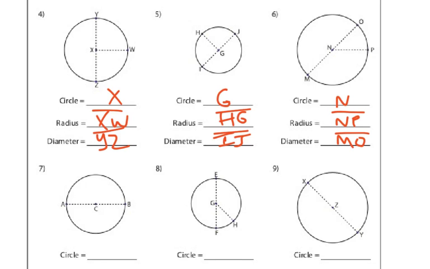Okay, looking at number 4, it's circle X. I named the radius XW. You could have said XY or XZ or any of those written backwards. And then I said the diameter was YZ. In number 5, I said circle G, and the radius is HG, and the diameter is IJ. Number 6, I said the circle was N, the radius was NP, and the diameter was MO.